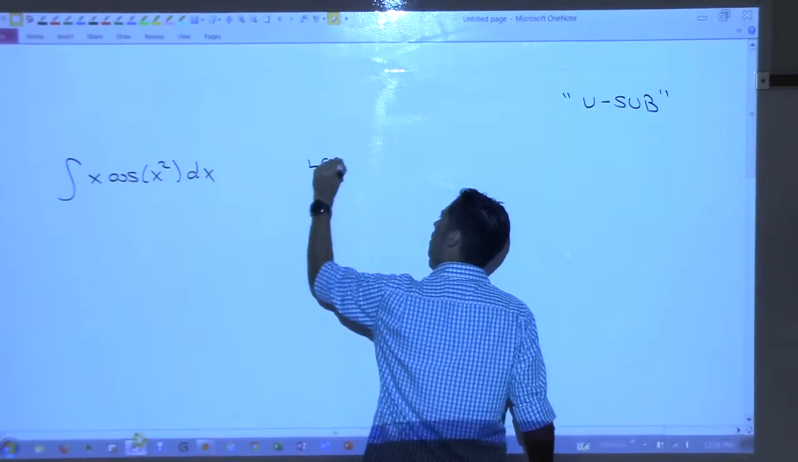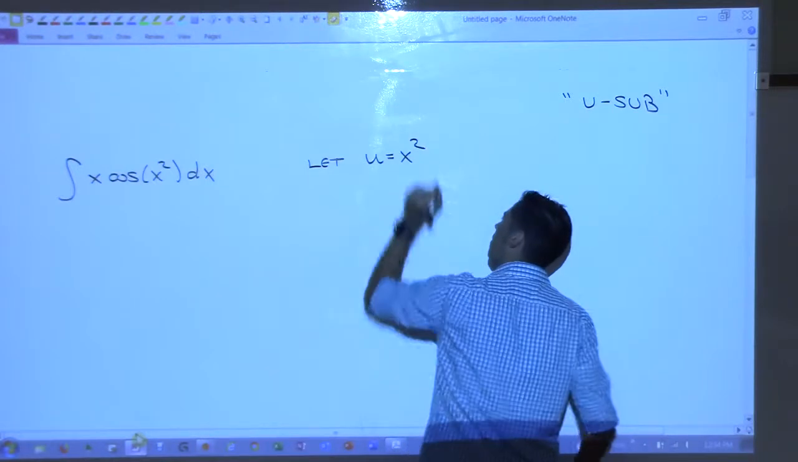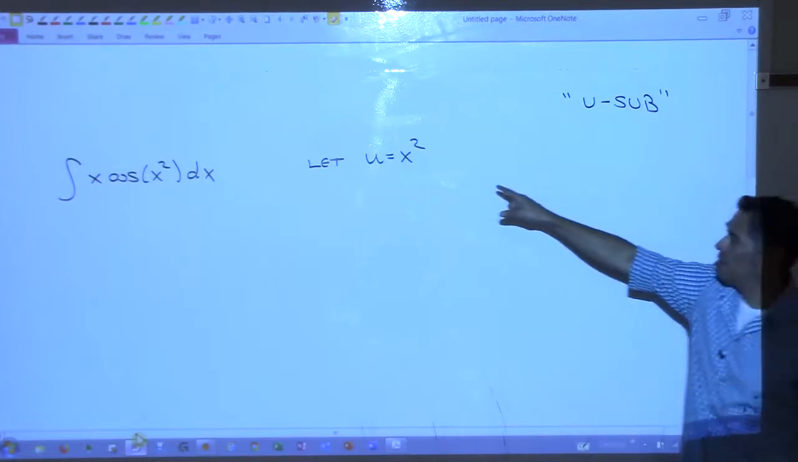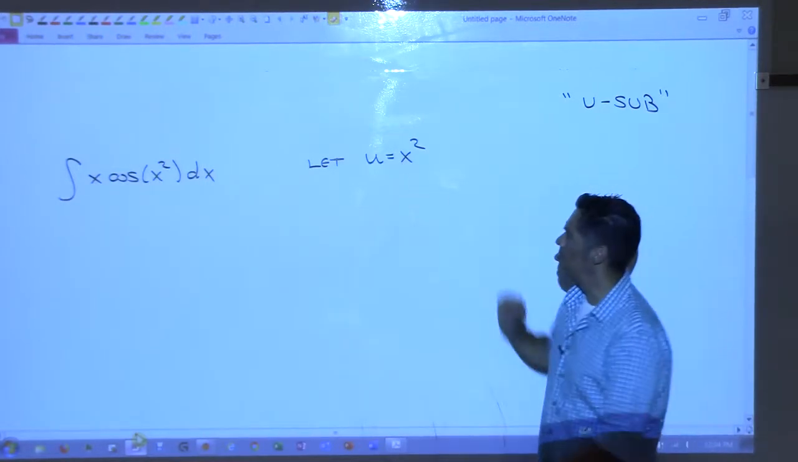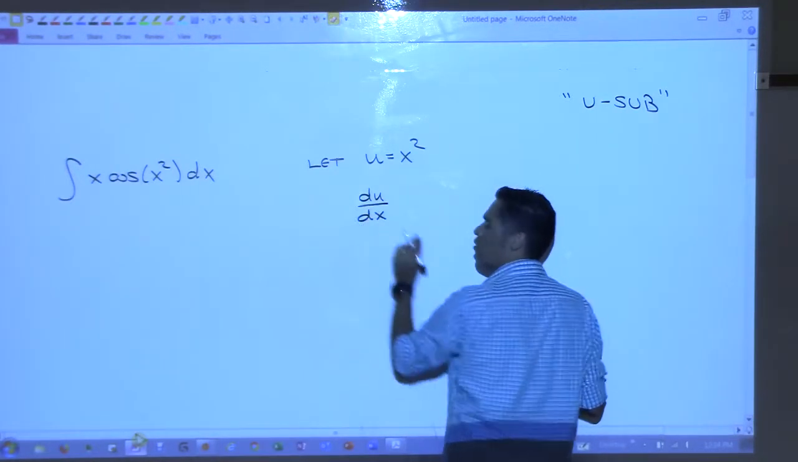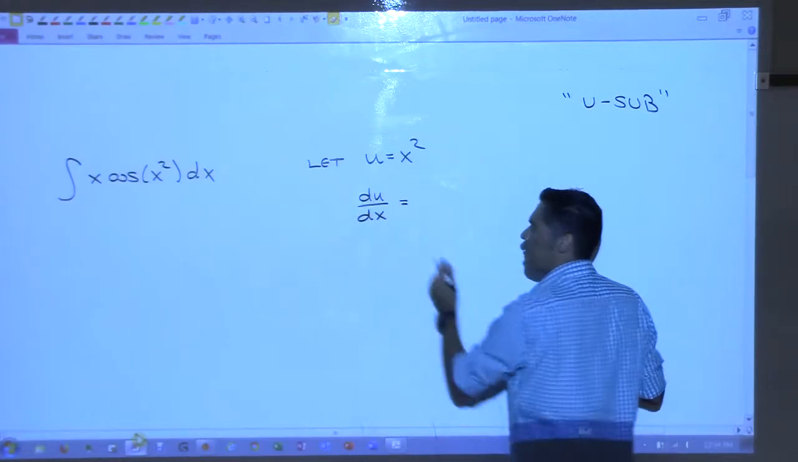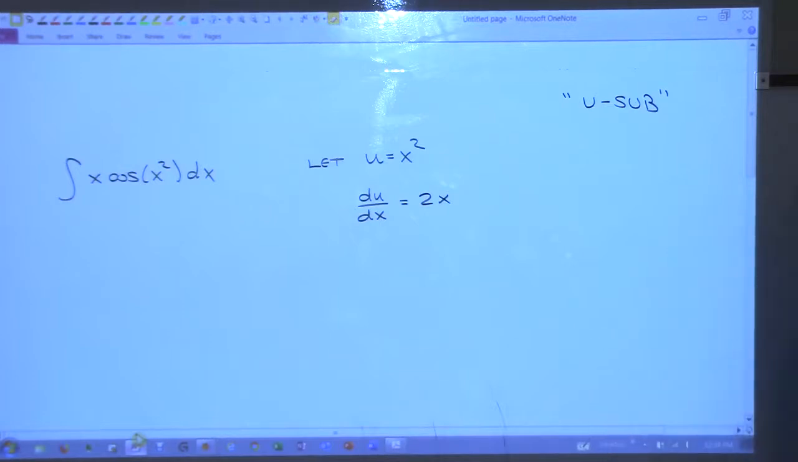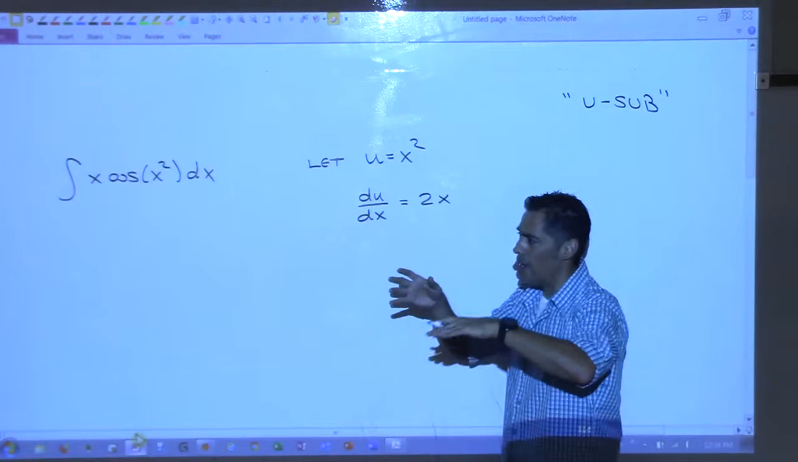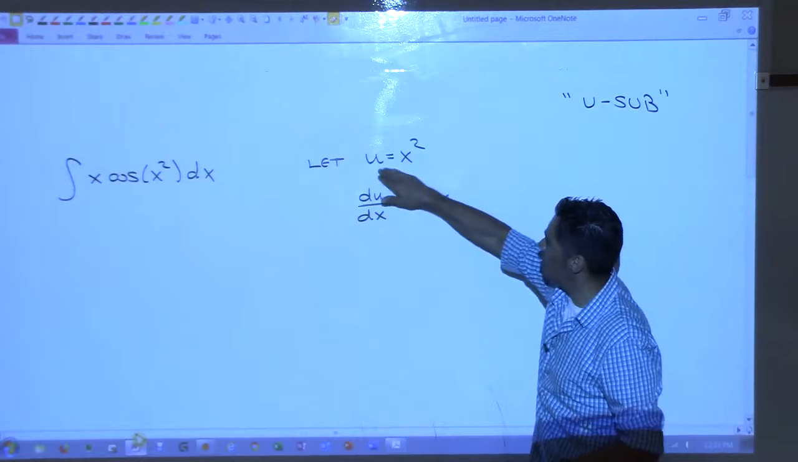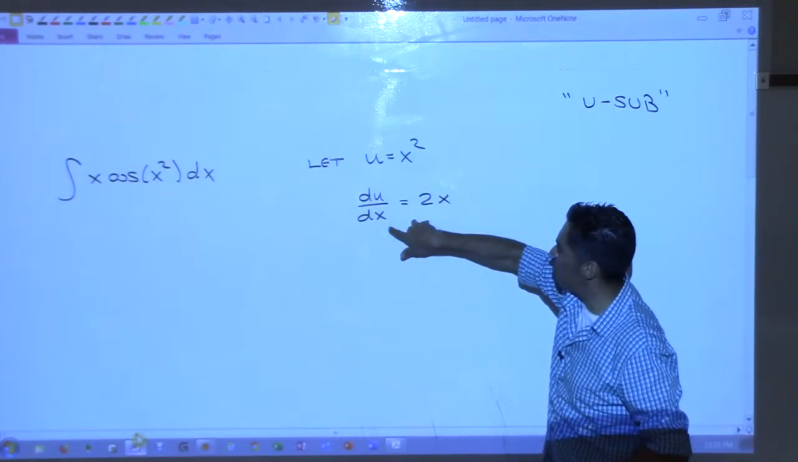I'm going to let u be equal to x squared. Now, next step. I'm going to differentiate that equation with respect to x. The derivative of the left side with respect to x is du dx. The derivative of the right side is what? 2x. All right? I've identified something. I looked for its derivative. It was there. It wasn't trapped. It was off by a constant. So I let that something be u, and now I'm differentiating it with respect to x.